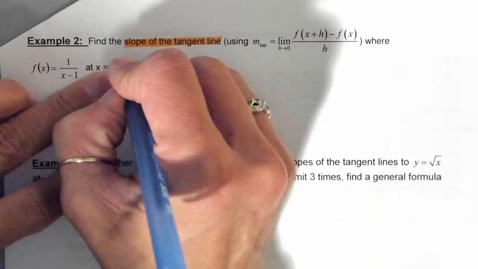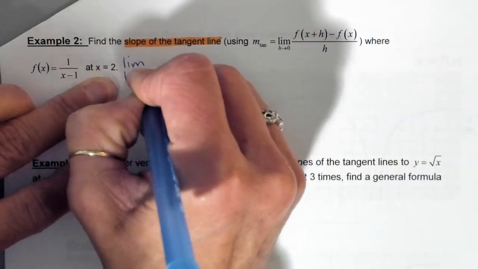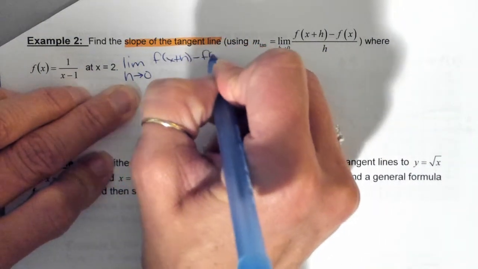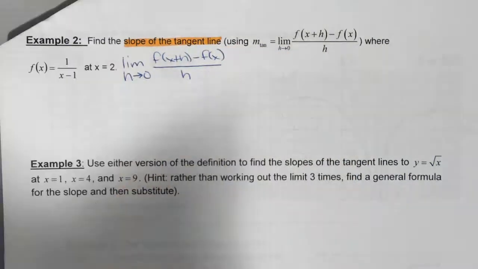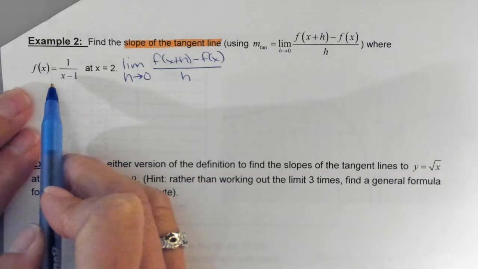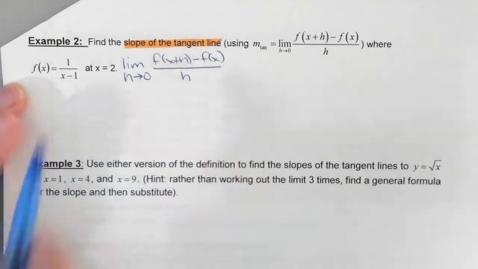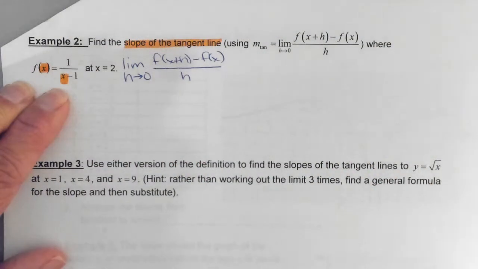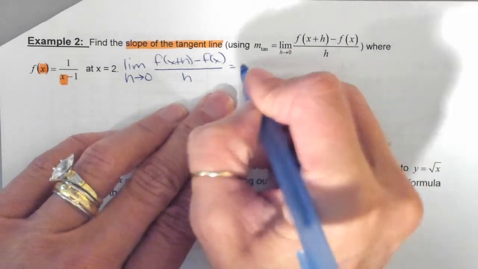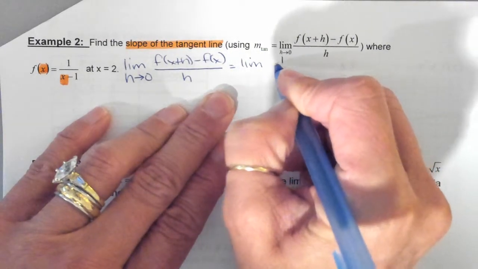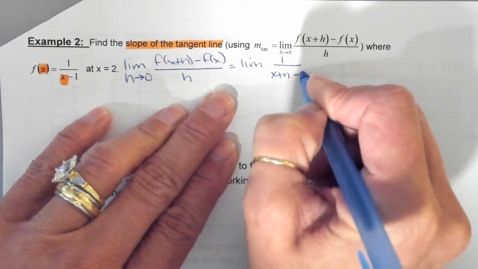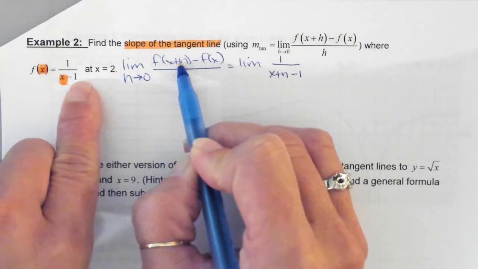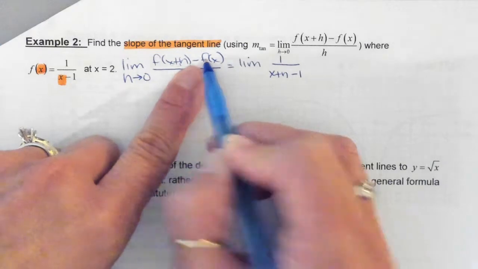Okay, so what we have is the limit as h approaches 0, and I'm going to write this one more time, of f of x plus h minus f of x all over h. We're using this specific formula right here. When we see f of x plus h, wherever we see an x in f of x, we will plug in x plus h first. So what we have is the limit of 1 over x plus h minus 1. This goes in right there, and you have to remember to put the minus 1 in the bottom. Then it's minus f of x.